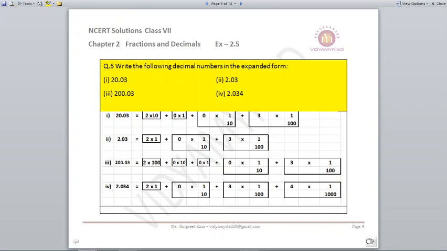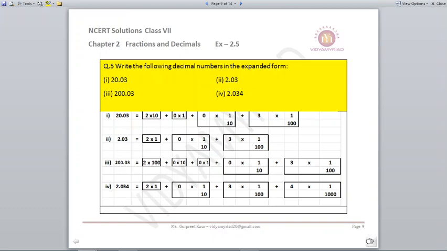Question number 5. Write the following decimal numbers in the expanded form. Now you very well know how to write it in the expanded forms. When the number is towards your left hand side from the decimal, we will multiply. When the number is after the decimal, count the number of digits and divide it by that number of zeros, tens, hundreds or thousand. So in the case 20.03, so see the places at which they are.